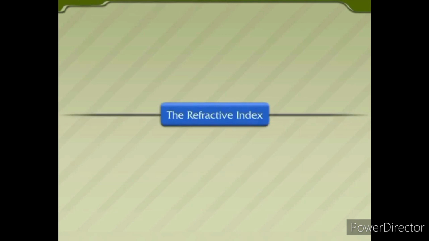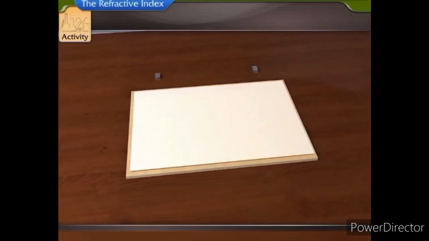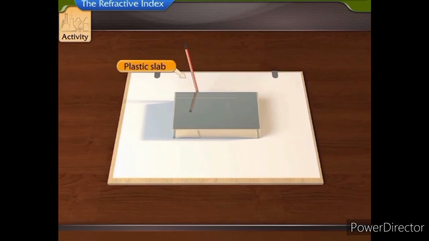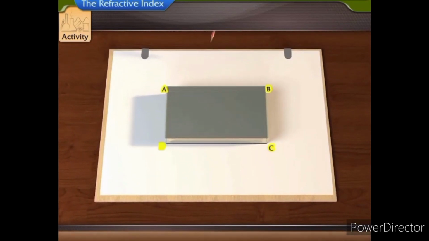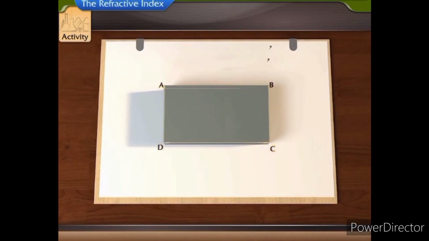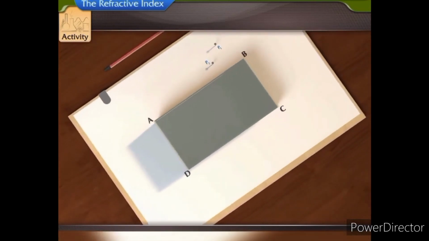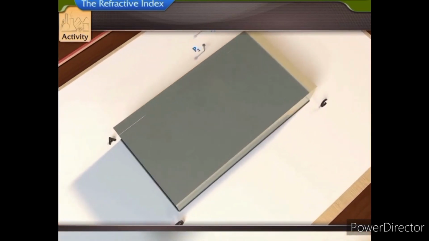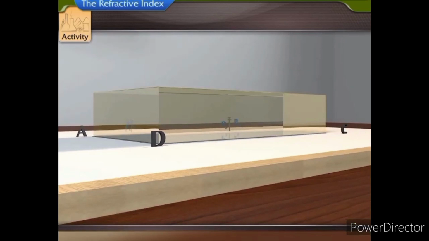The refractive index. Take a drawing board and fix a sheet of white paper on it using drawing pins. Place a plastic slab in the center and draw the outline of the slab using a pencil and label it as ABCD. Fix 2 pins P1 and P2 on the side of AB of the plastic slab so that the pins are vertical and the line passing through P1 and P2 meet the slab obliquely. See the pins from side CD of the plastic slab.